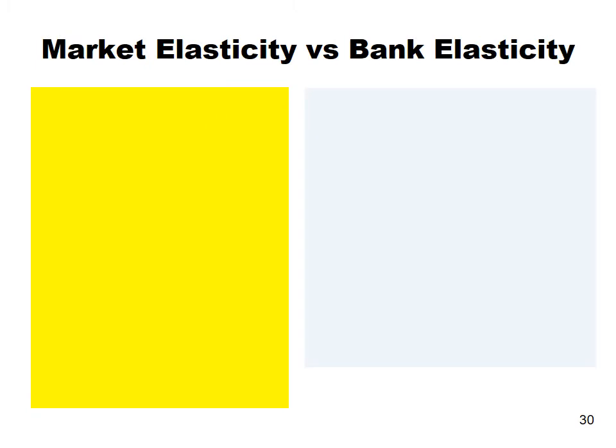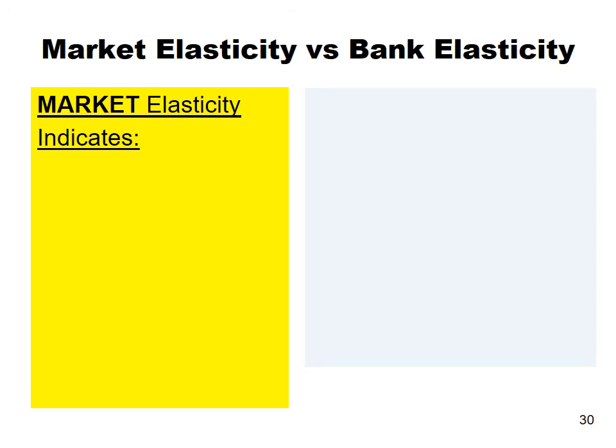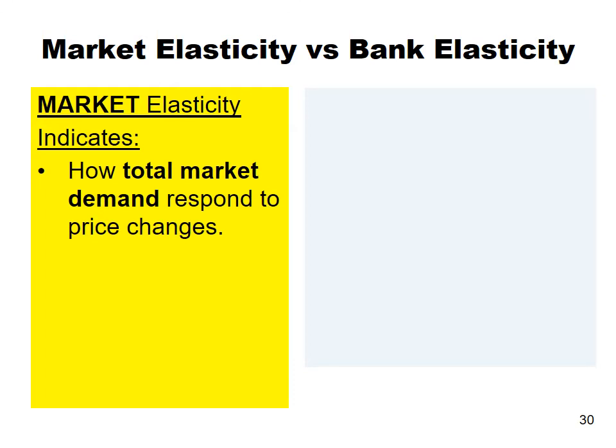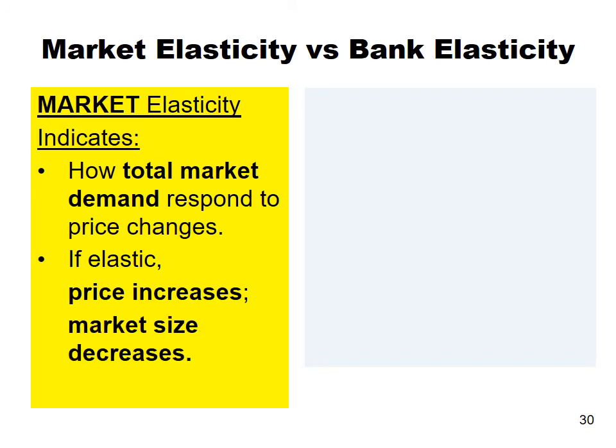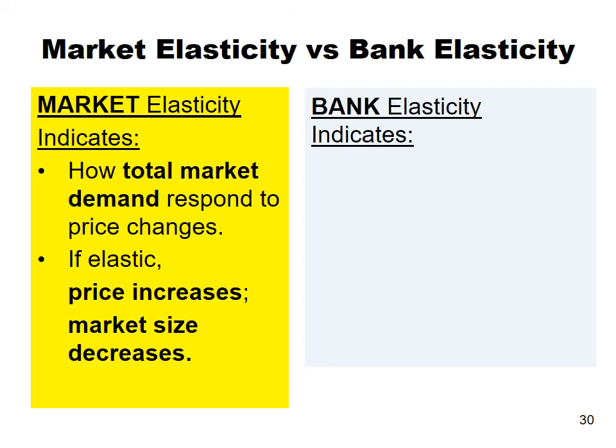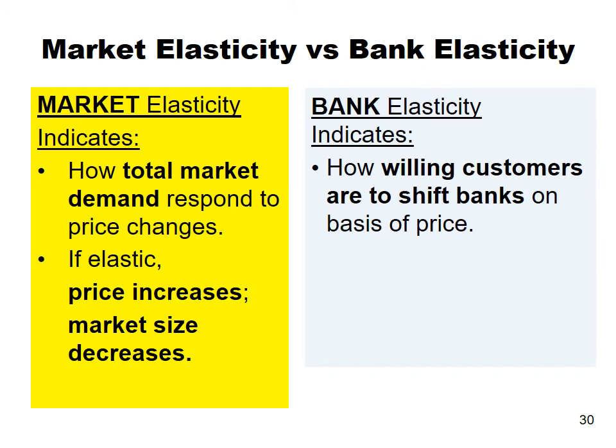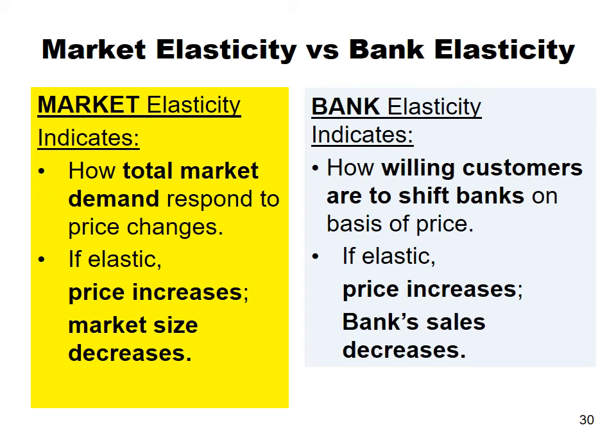Market elasticity versus bank elasticity. So market elasticity, take note the word is market, is basically seeing how the total market demand responds to the price changes. If it's elastic, if you increase the price, the market size will decrease. Whereas bank elasticity indicates how willing the customers are to shift banks on the basis of price. So basically jump from one bank to the other bank. If it is elastic, if the bank increases the price, the sales of the bank products will decrease.